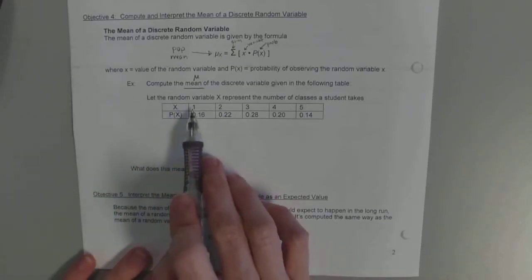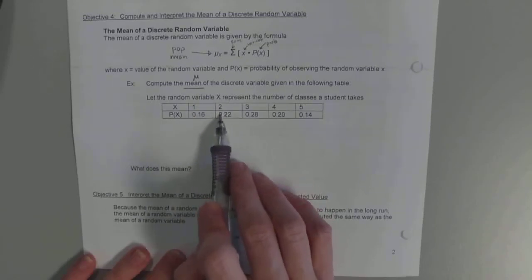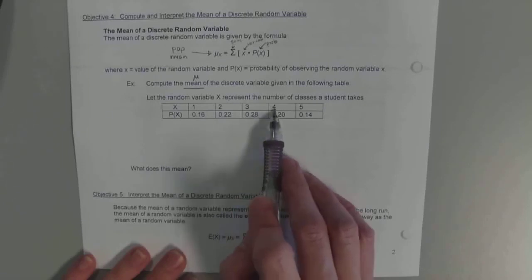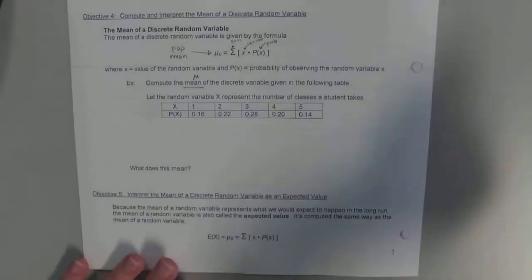So this is the probability that someone takes one class in a semester is 16%. The probability that they take 2 classes is 22%. The probability they take 3 classes in a semester is 28%. The probability they take 4 is 20%, and the probability they take 5 is 14. And hopefully that makes sense.